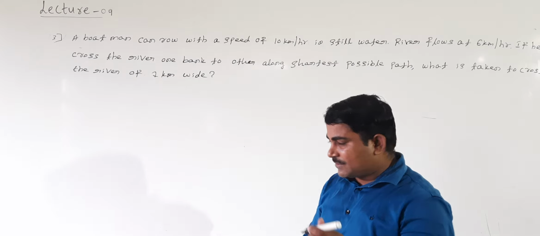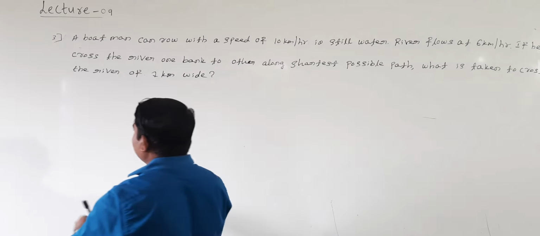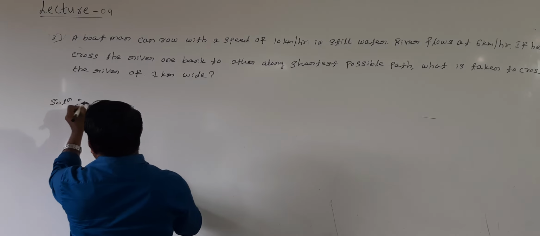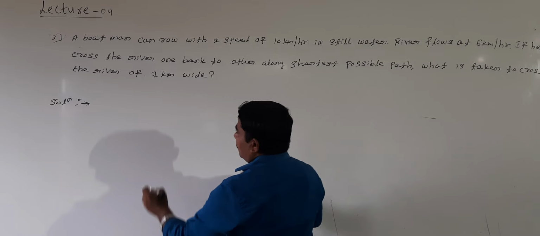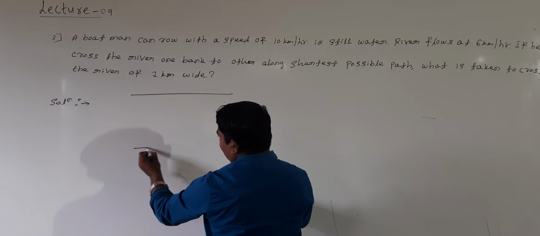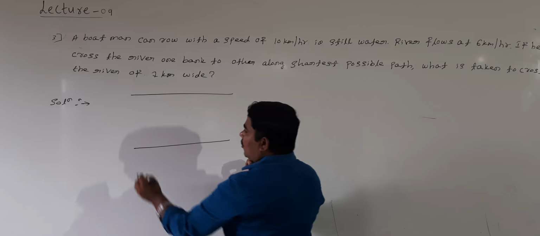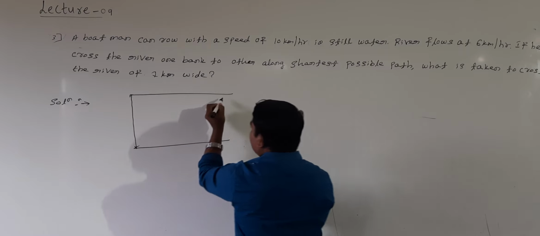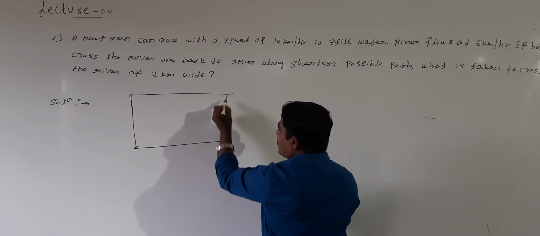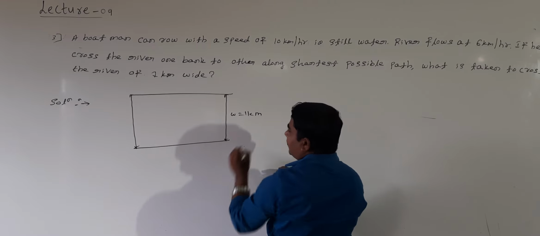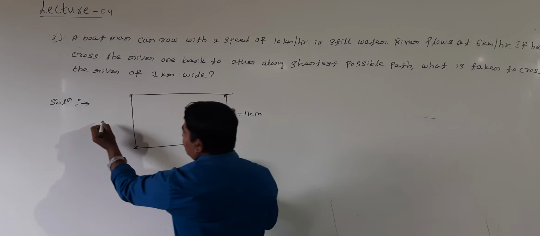Shortest path means what? Shall I go for the solution once again, students? Look at me. This is the solution, right? See here, this is nothing but the river. How many kilometers wide? 1 kilometer wide. W equal to 1 kilometer wide. This is the same situation.